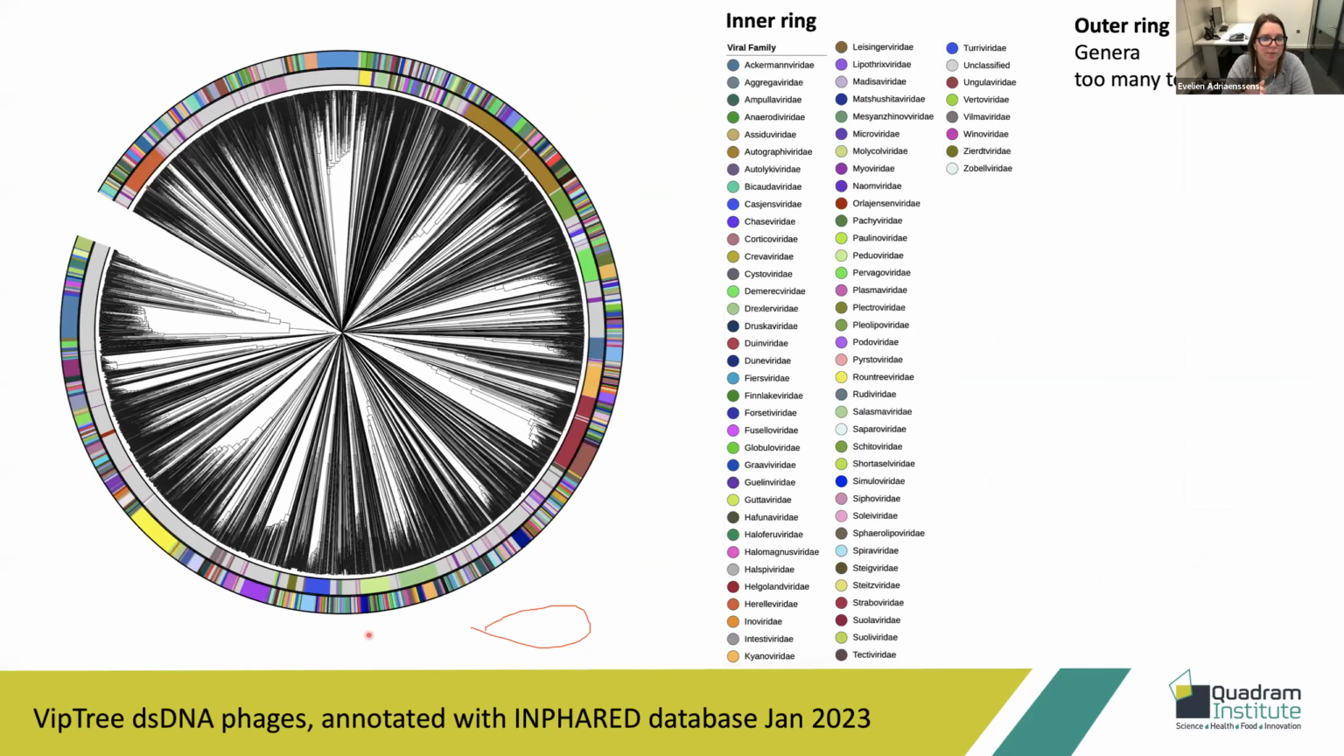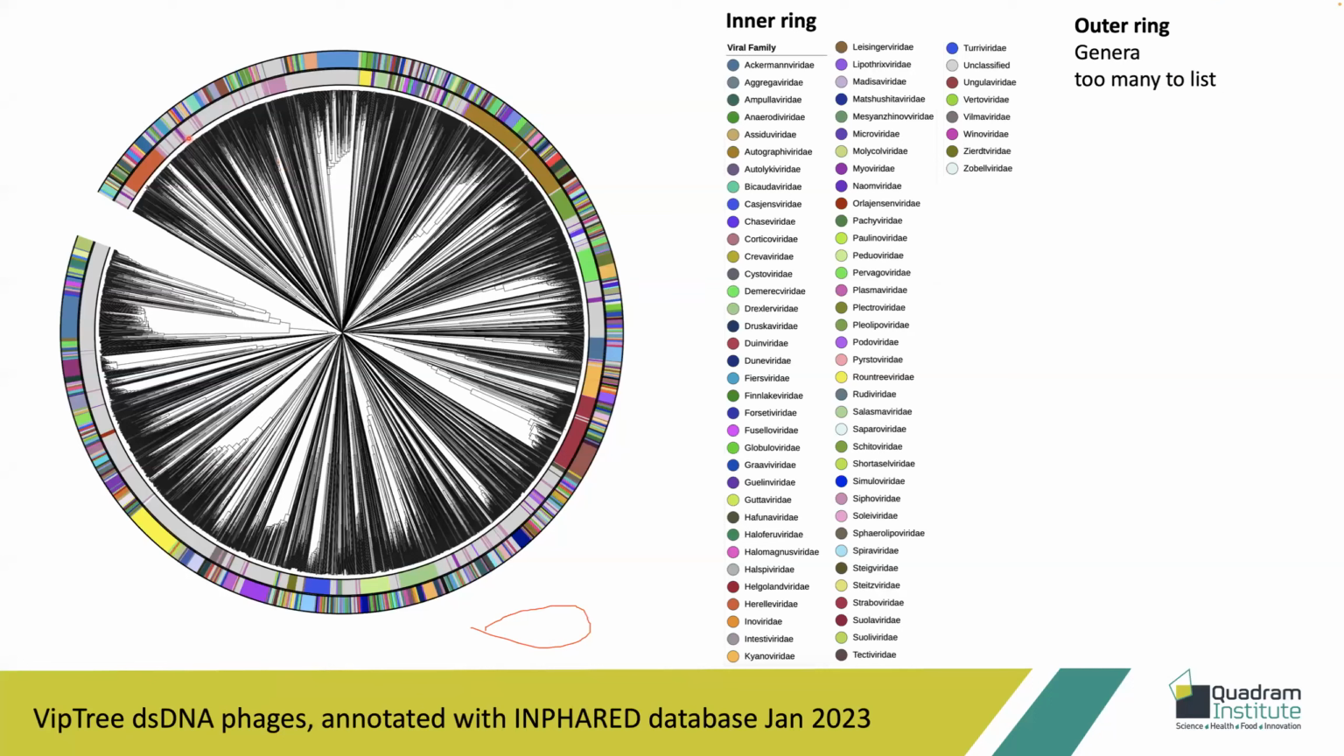This is another way of showing this kind of chaos, or the order to the chaos that is currently being made. So this is now a ViPTree tree, which you can download or see on the ViPTree server online, which has 4,000 plus double-stranded DNA phages. And what I've done is I used the inferred database to annotate in the inner ring the new families and in the outer ring genera.